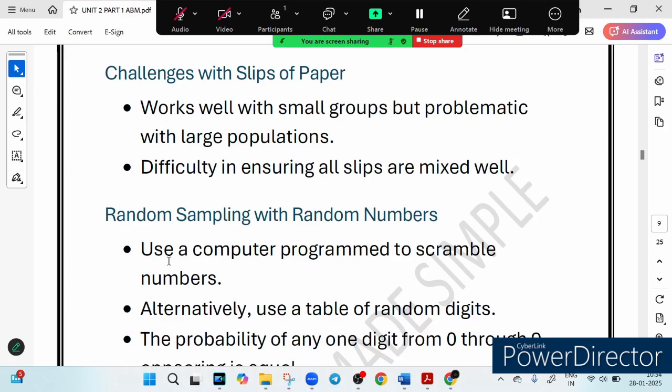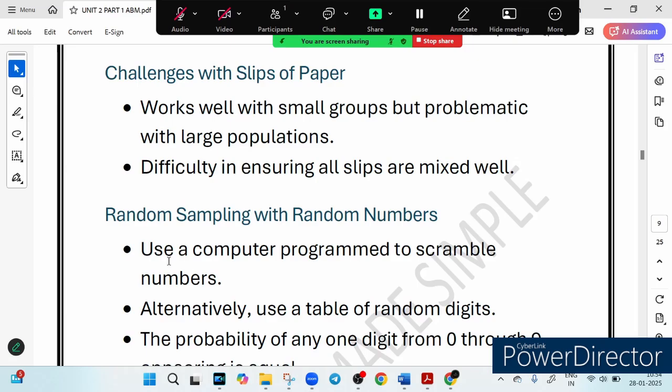It is also time consuming and not very practical, right? So what is the smarter way? We use random numbers. The challenge with the slip of paper is that it works well with a small group but is problematic with a large population. Mixing 100 or 1000 pay slips properly is tough, and it is time consuming and not very practical. So what is the smart way?